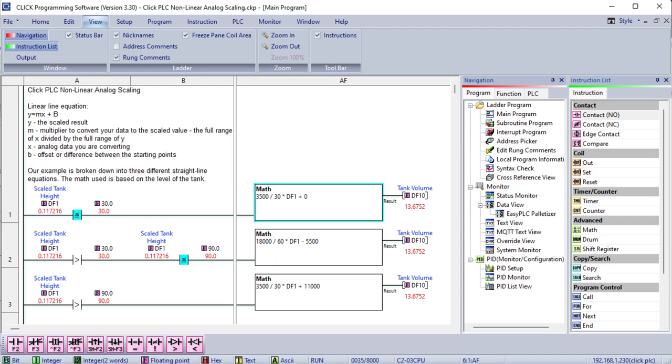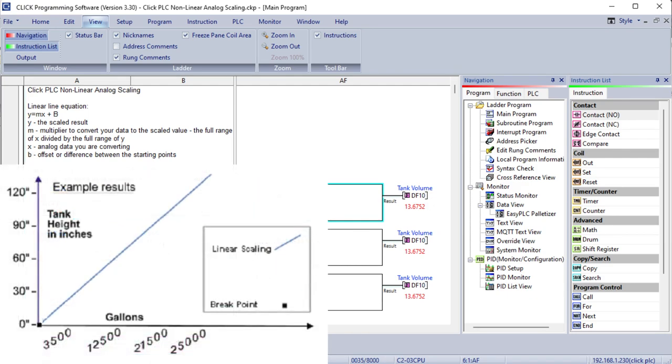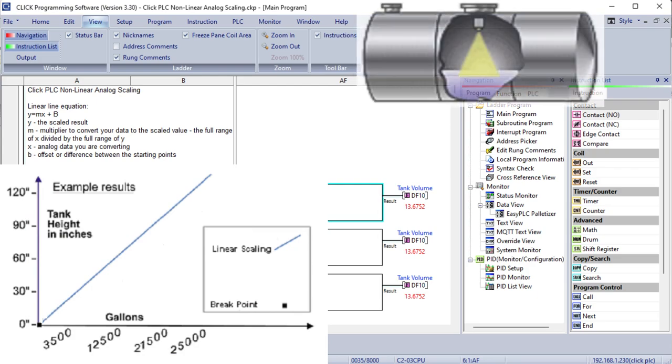Analog linear math equation. We now have our analog input set up and scaled to give us 0 to 120 inches for our tank level. We must now determine the volume of our tank.